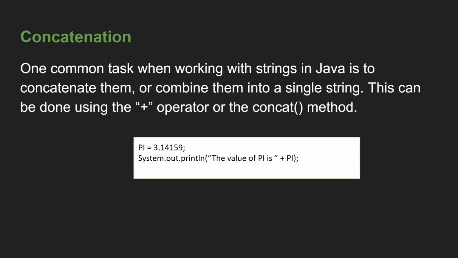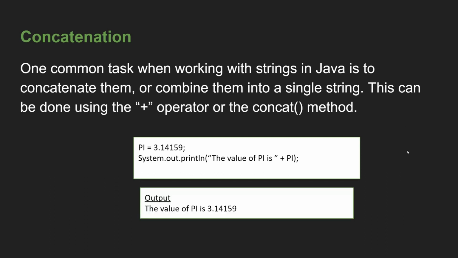One common task when working with strings in Java is to concatenate them, or combine them into a single string. This can be done using the plus sign operator or the concat method. So in this case, the user sets pi as 3.14159, and they want to print "the value of pi is", and they add plus pi. So the output of this would be the value of pi is 3.14159.